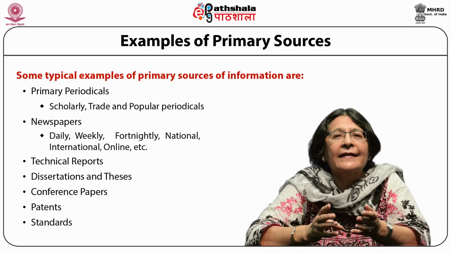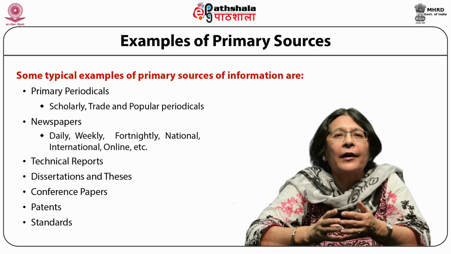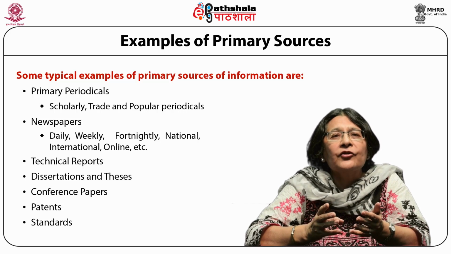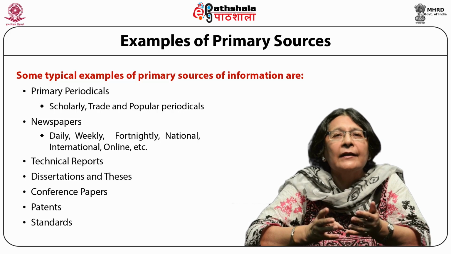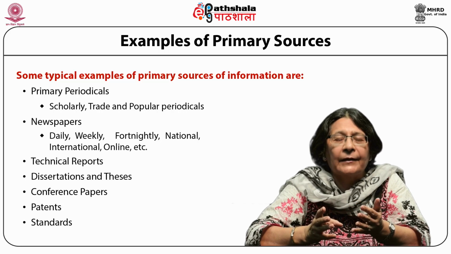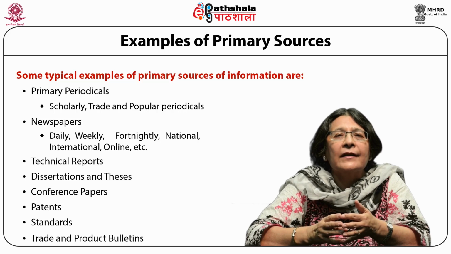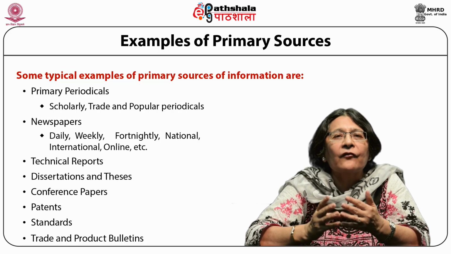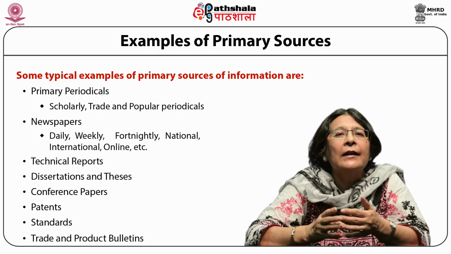Standards are another example, and they are documents which are prepared by an authority to specify a product, material, process, quality, etc. Initially used first for industrial products, these later began being used by the service sector as well. The purpose of these documents is to maintain quality control and efficiency. Trade and product bulletins are information products brought out by publishers, manufacturers, and distributors of various types of materials, products, or services.